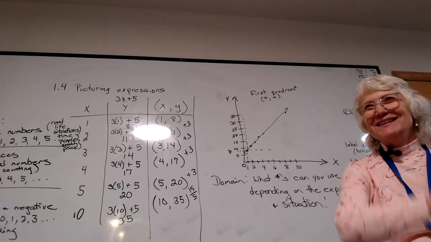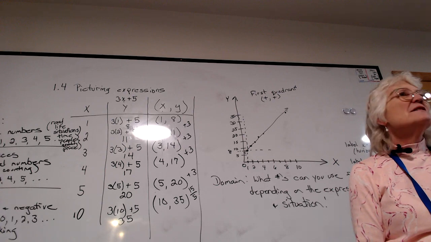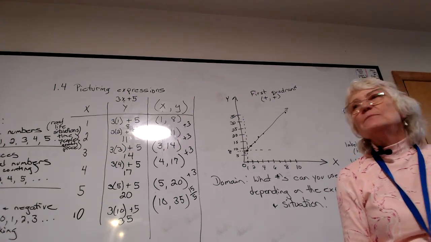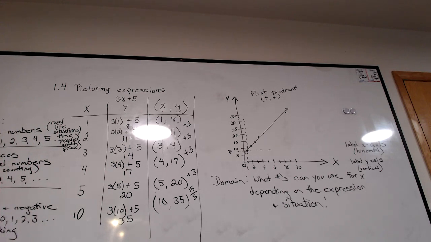Okay, yes, Ava. Temperature. Temperature, yes. Oh, yeah. We have negative temperatures. And so our input for temperature would include positive and negatives. Okay, so temperature is one. Anybody else think of another time where we use positive and negative numbers?